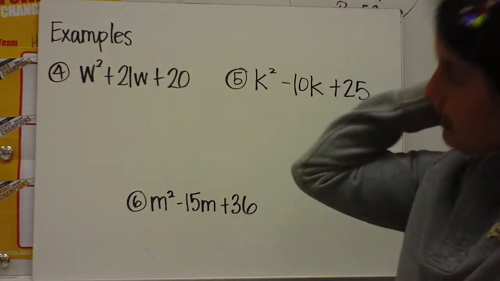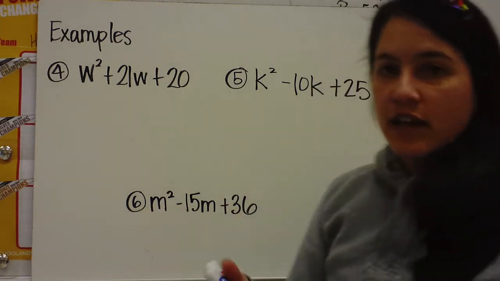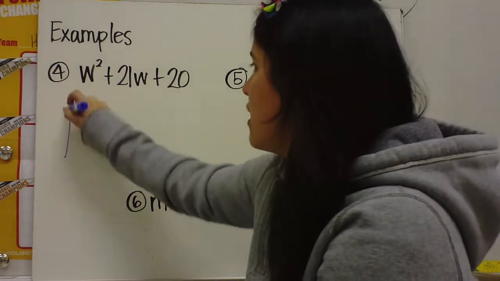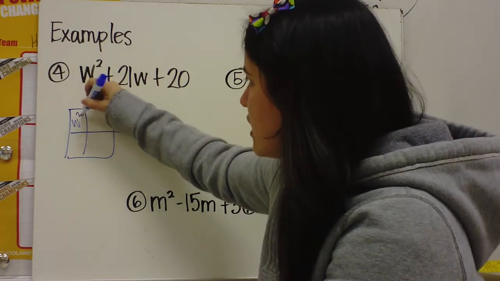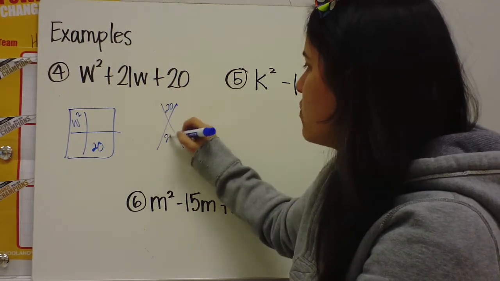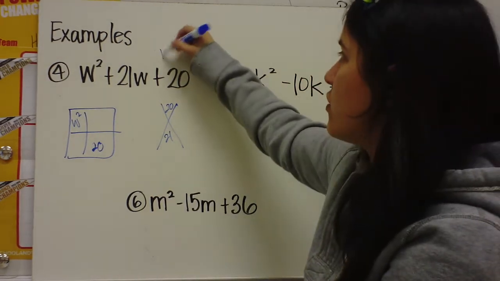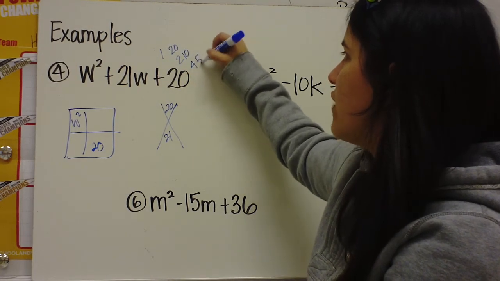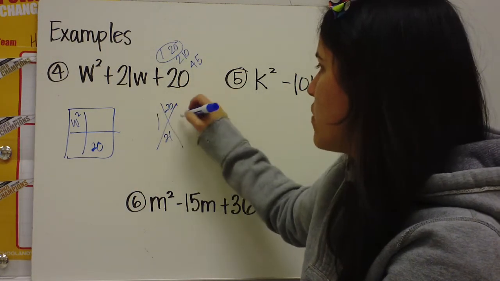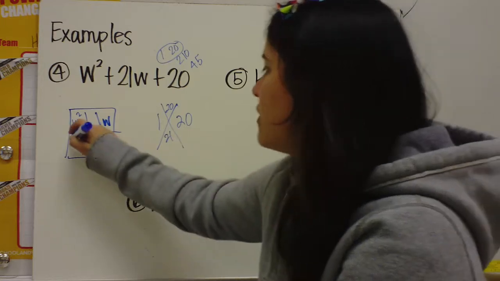So I think it's best if we do some more examples. And now we're going to get into some minuses in here. So that's important for us to look at. So number 4, we have w squared plus 21w plus 20. In our box, we're going to put w squared here and 20 here. And I multiply 1 times 20 and I get 20, and then 21. The factors of 20, so if you added them, you would get 21. The factors of 20 are 1 and 20, 2 and 10, 4 and 5. Which 2 factors could you use that if you added them together, you would get 21? So 1 and 20. So that means this would be 1w, and then this would be 20w.